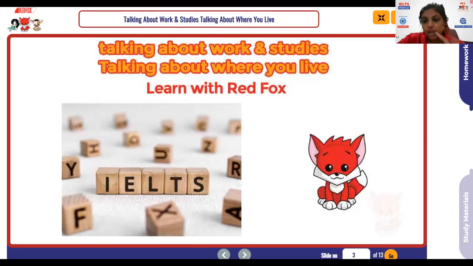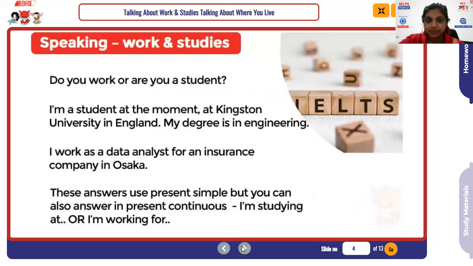The most common, or one of the mandatory, questions that you're going to get is about your work and studies. That is what we're going to be looking at today. This is how it goes. Your question will be something like, do you work or are you a student? And your answer should sound something like, I'm a student at the moment at Kingston University in England. My degree is in engineering.